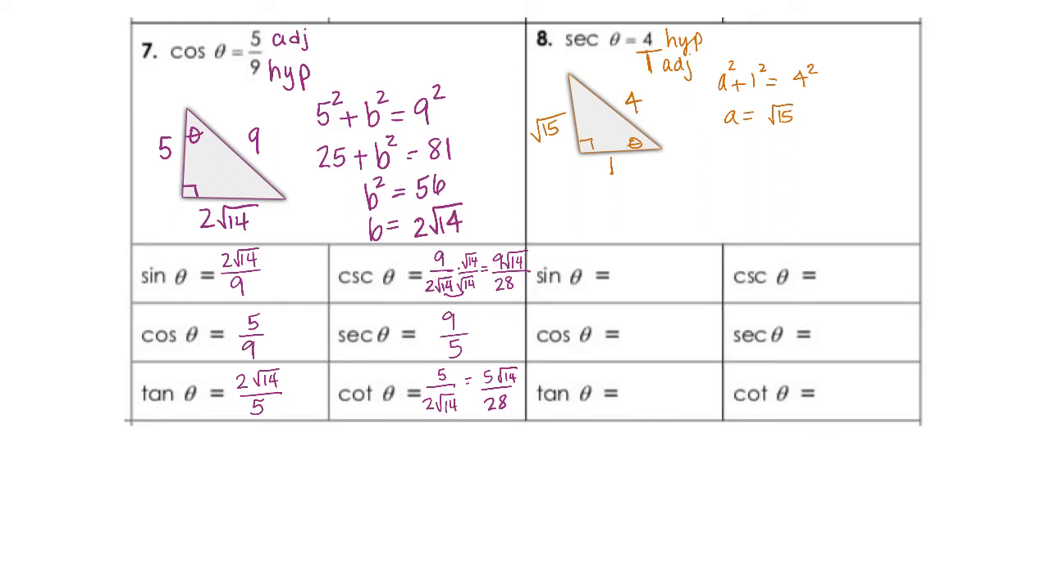So sine, again, that is going to be opposite over hypotenuse. And so the reciprocal, we're going to have 4 over the square root of 15, which will rationalize to be 4√15 over 15. Cosine is going to be 1/4, and secant is going to be 4. Tangent is going to be opposite over adjacent, and then cotangent is going to be the reciprocal of that. And so when we rationalize, we have √15 over 15.